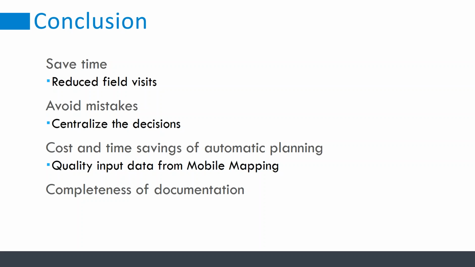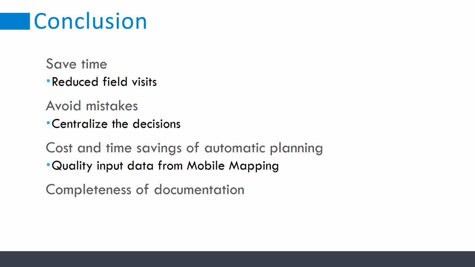You can really centralize the decisions instead of letting the people in the field make the decision on their own. You can take that power back a bit and centralize the decision so that you have a uniform, consistent way of building the network. Then with mobile mapping, you can assure that you have quality input data, which allows you to benefit from the cost and time savings of automated planning and design.